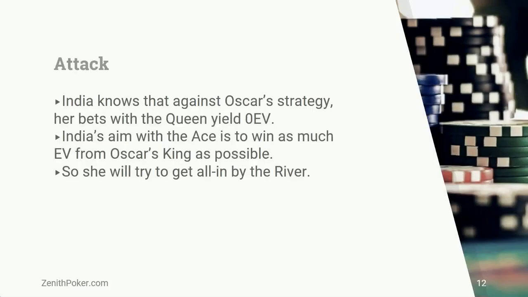So for a strategy for India, India knows that against Oscar's best counter strategy, the queen will have 0 EV to be bet. And so her aim will be to maximize the EV of her ace. And if she does this, she will win as much EV from Oscar's king as possible. Since her ace always wins, she wants somehow to get all the money in by or on the river.